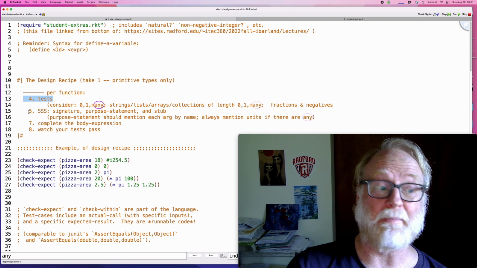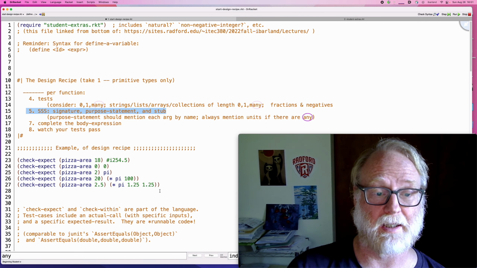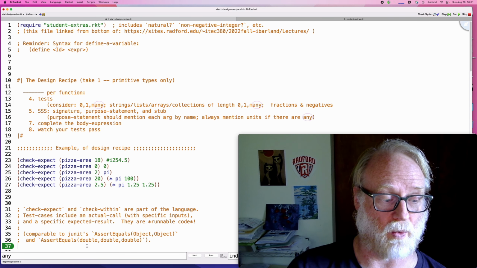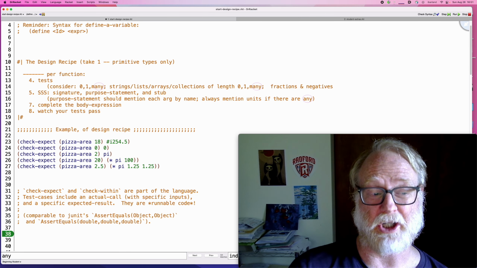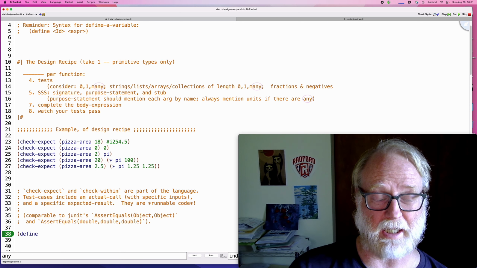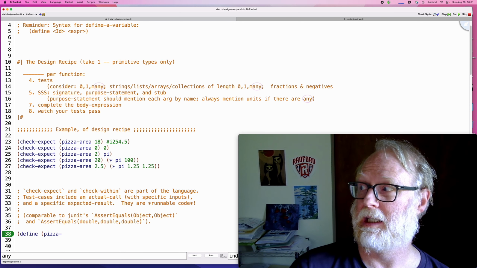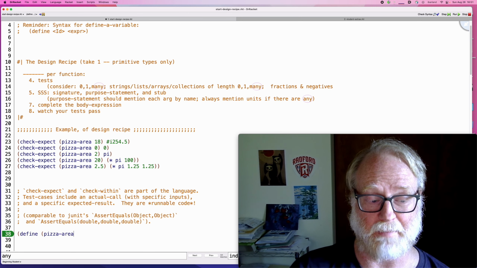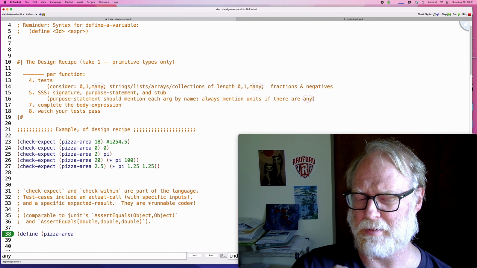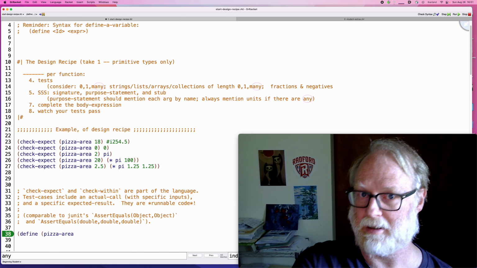Okay, step 5: signature, purpose statement, stub out the function. What do we mean by all this? So for the signature, here's what I'm going to write: define, and this is the syntax for writing a function. Define pizza-area. We saw how to define placeholders, identifiers, before. Define n to be 17, something like that.